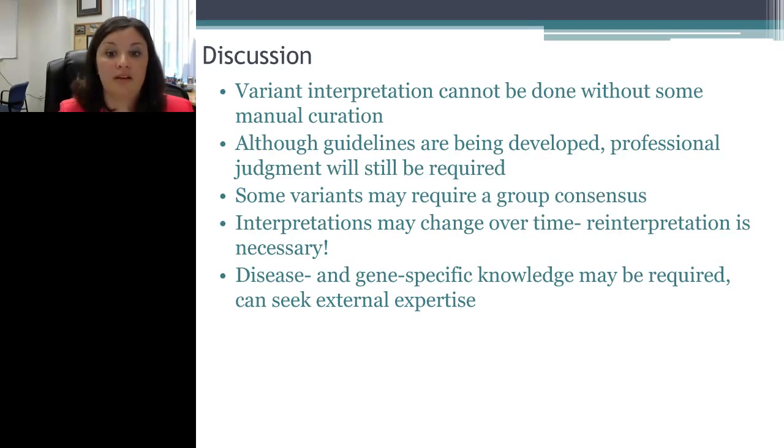Some variants may require a group consensus, and interpretations may change over time, and we've seen that in our own lab. So we tend to reinterpret variants of uncertain significance every 3 to 6 months, and I think anytime a clinician comes to you and asks about a variant, it really helps to sometimes reinterpret that variant to see if there's any new literature or any new information about that variant.